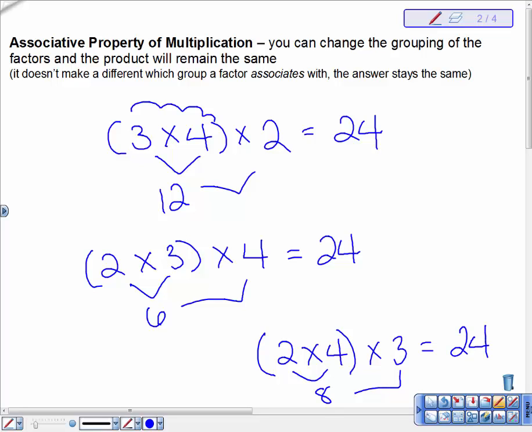So the associative property of multiplication says it doesn't make a difference how you group your numbers, the product will always be the same. Doesn't make a difference which group the factor hangs out with, the answer will always be the same. All right, let's move on to the third.